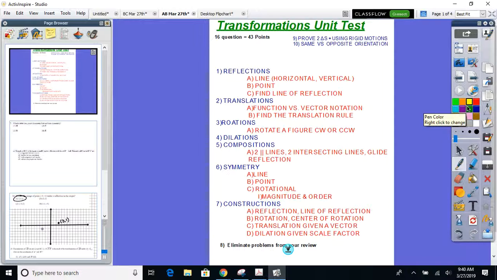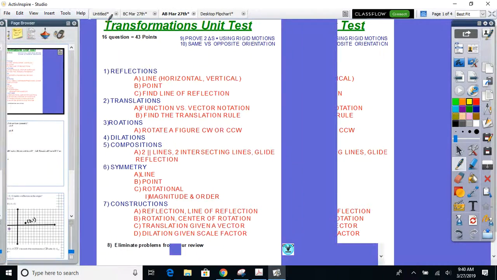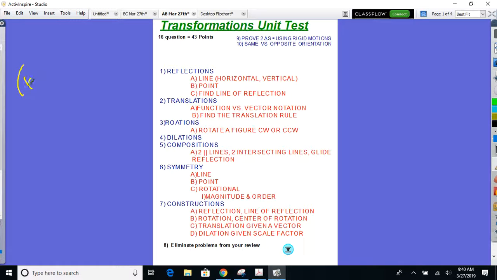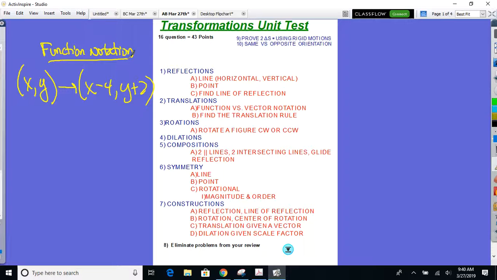What do I mean by function? Anybody want to give me an example of function notation for translations? Fiona. You're darn right. So I'll go x - 4, y + 2 here. This is function notation. Then we have vector notation. How would you write this function notation in vector notation? Negative 4, 2.